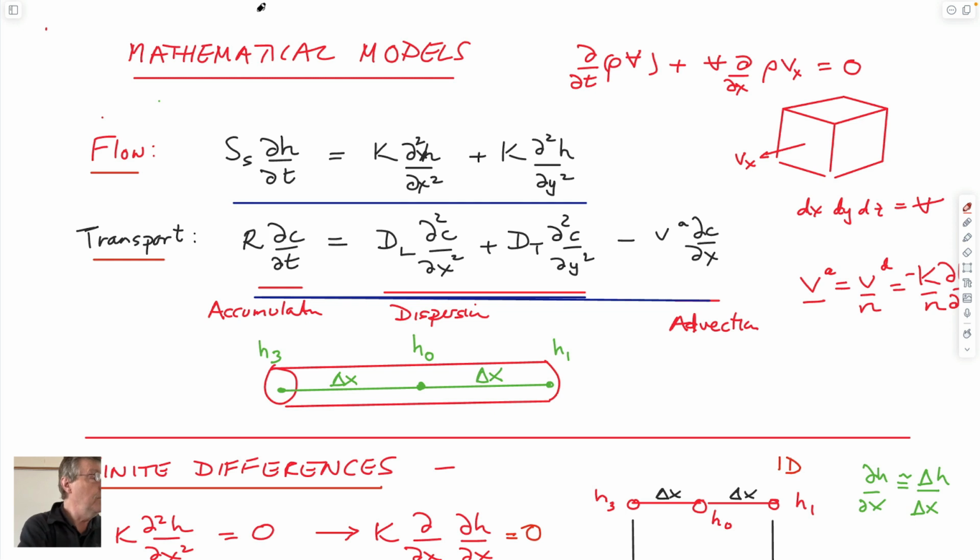So, flow and transport. We know from what we've talked about that we have these relationships which define behavior. For flow, it's the class that you have seen with some of your other instructors. It's the groundwater flow equation: specific storage, heads, hydraulic conductivities in the X and Y directions.